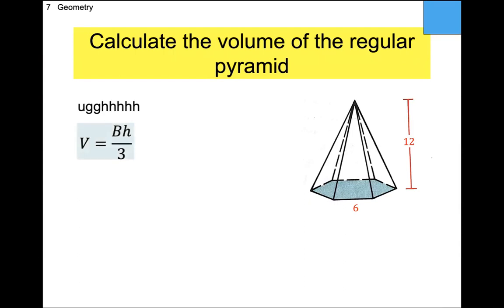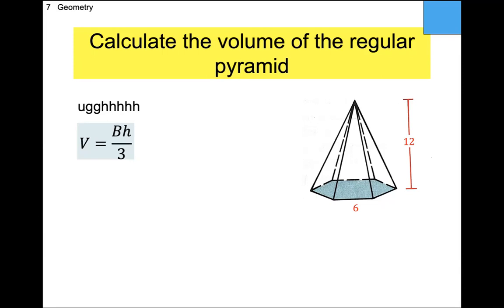And why do I say ugh? Because capital B means base area, and check out what we got for a base. It's not a nice, easy square. This one's a hexagon, but it is regular. So we need to figure out the area of that blue shaded area first, and then multiply by the height, because the height there is listed as 12. All right, if only 6 was the area, but it's not. It's the side of that hexagon.